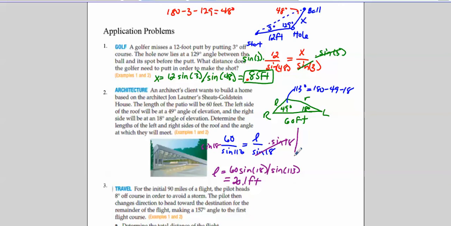And then you need to do the same thing for the other side. So this time I have 60 over sine 113 equals the right side over sine 49. And multiply both sides by sine 49, and you should get that the right side equals 60 sine 49 divided by sine 113. And when you type that in, you should get the right side is about 49.2 feet.